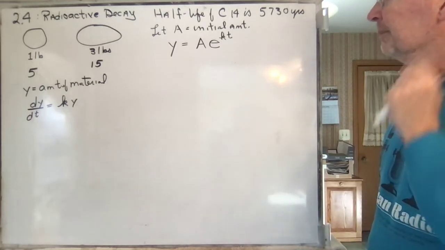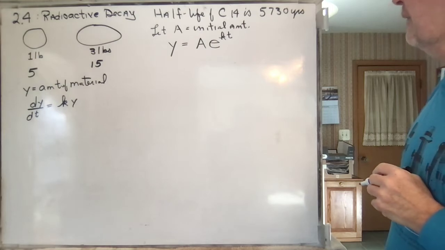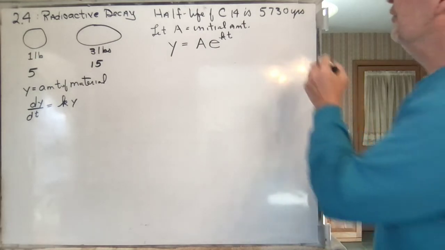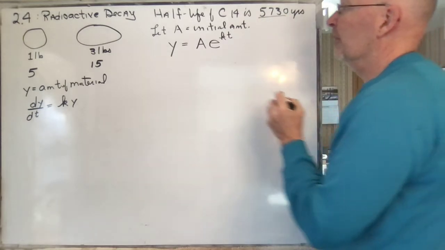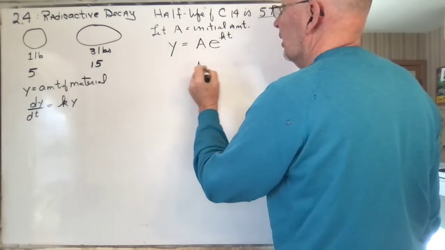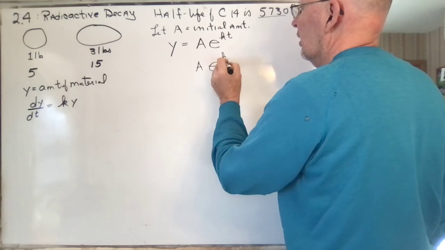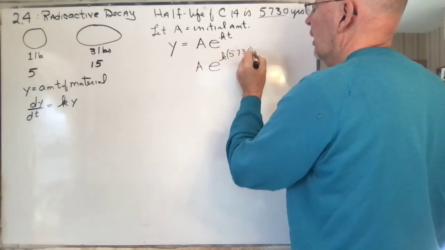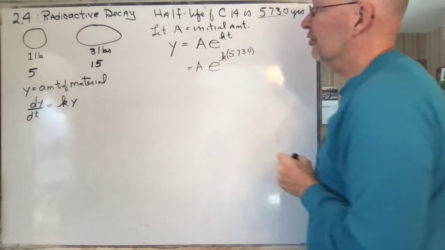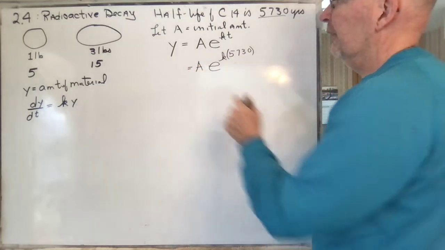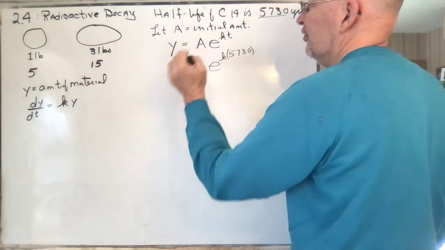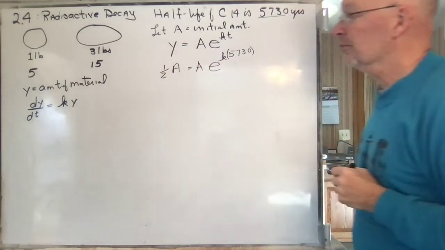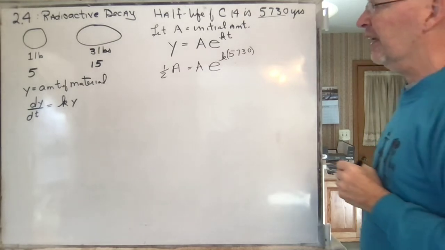Okay, so we have that. So now that we have that, what do we know? We know that the half-life is 5730 years. So in other words, if t is equal to 5730, then how much will you have? You're going to have half of what you started with, right? So you're going to have half of A. So now we can solve that for K.